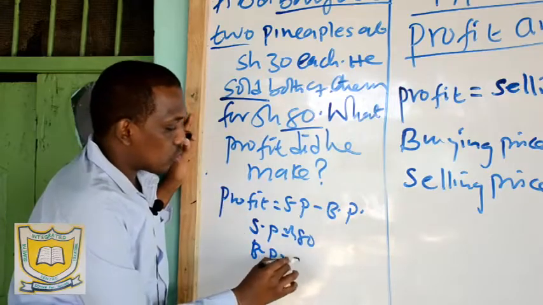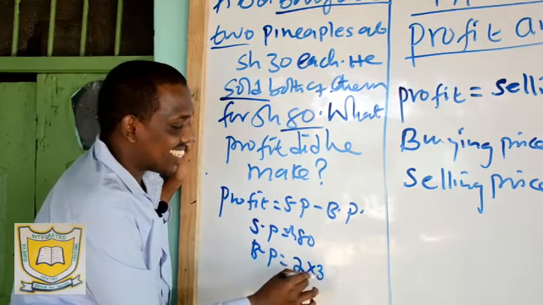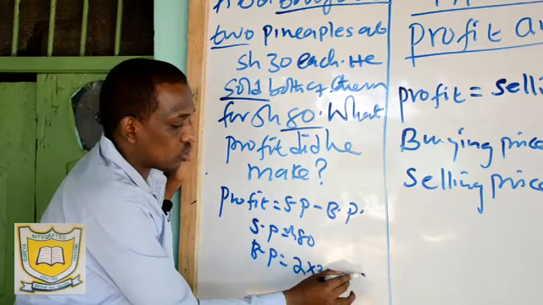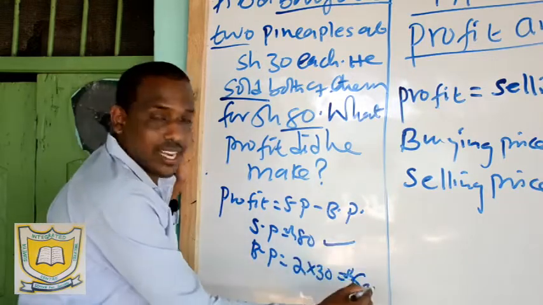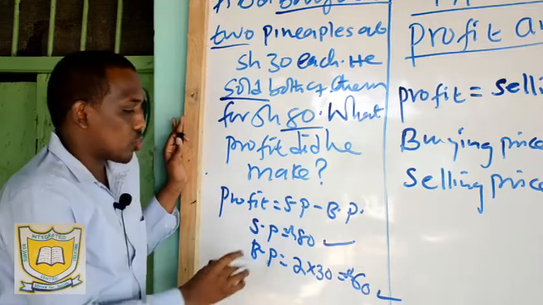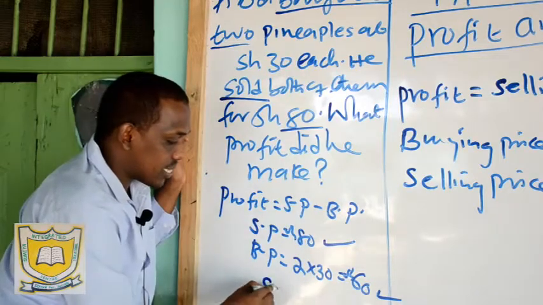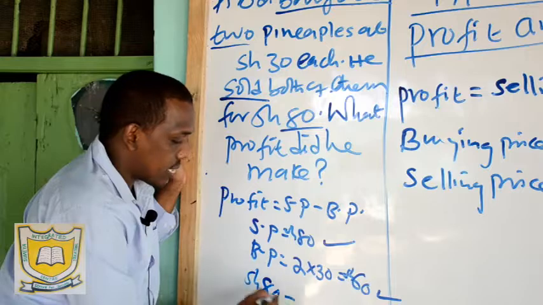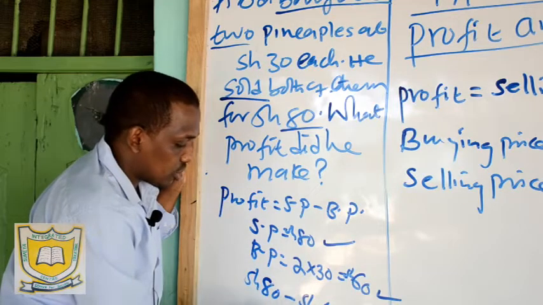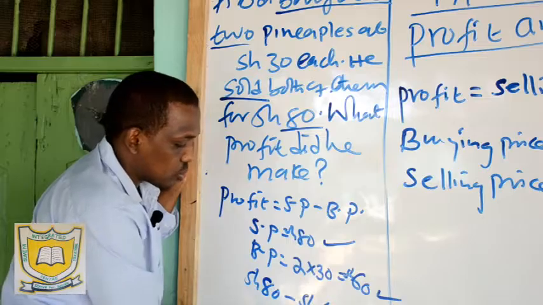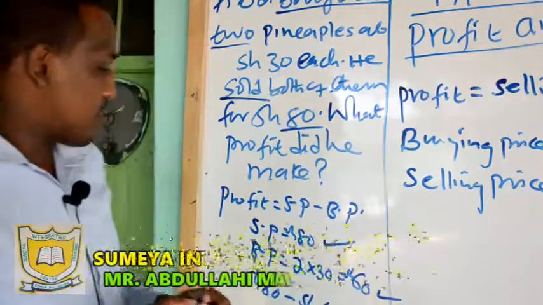So what do we do now? 2 pineapples at shillings 30 each, times 2, which is equal to 60. So it is shillings 60. This is the selling price and this is the buying price. Profit is equal to selling price, 80, minus shillings 60, which is equal to shillings 20. The profit is shillings 20. That is how we get the profit.